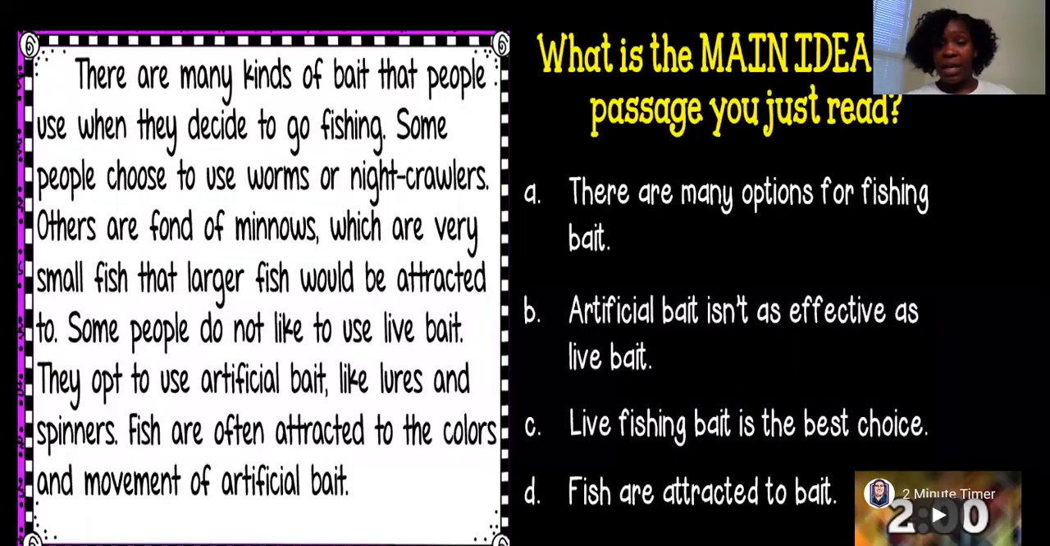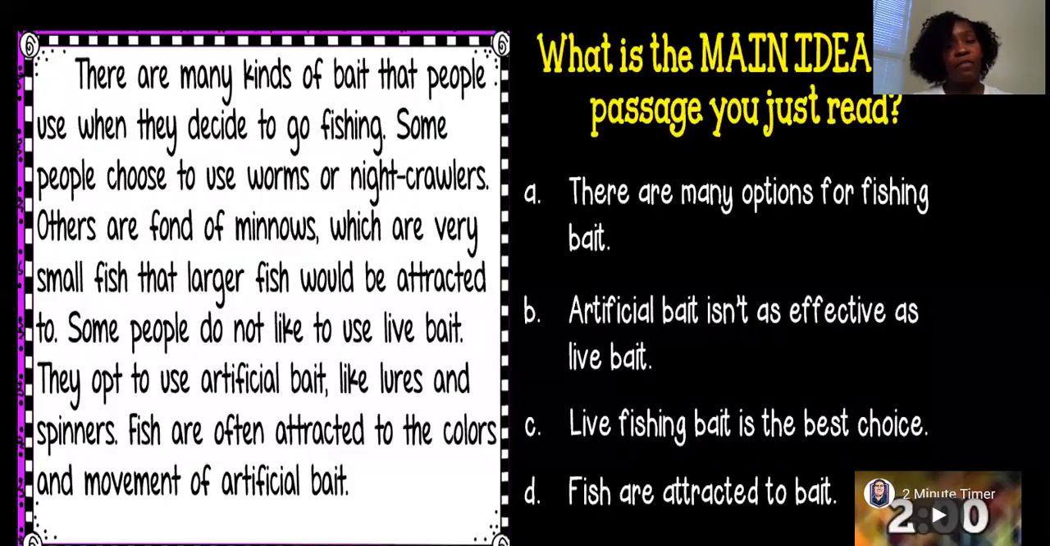Okay, let's go ahead and look at it. It says there are many kinds of bait that people use when they decide to go fishing. Some people choose to use worms or night crawlers. Others are fond of minnows, which are very small fish that larger fish will be attracted to. Some people do not like to use live bait. They opt to use artificial bait.